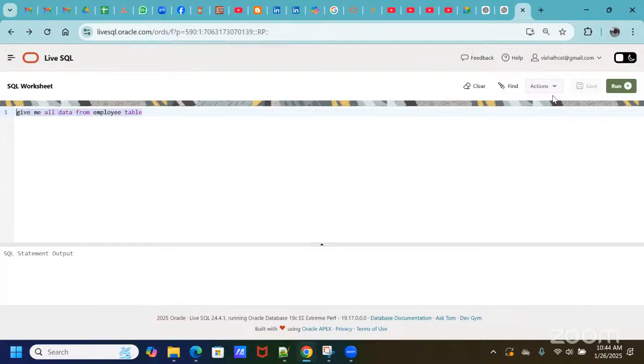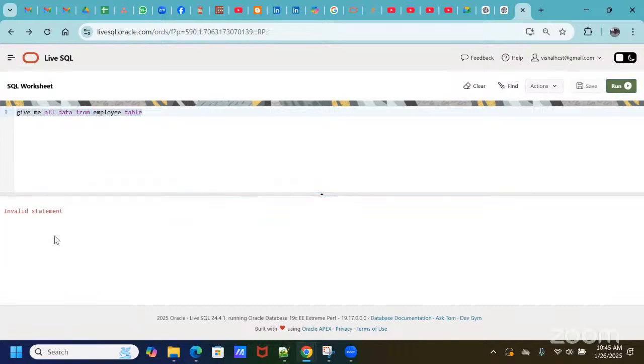You must be understanding English, it is written in English: give me all data from employee table. If I run it here, is it working? No, invalid statement, because the database cannot understand the English language. So you have to write in a syntax: select star from hr.employees.